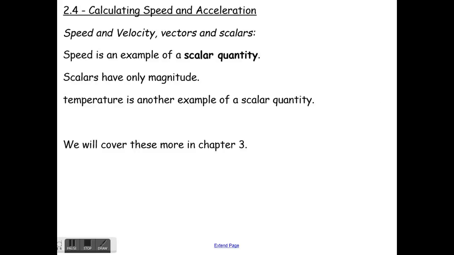Speed is an example of a scalar quantity. Scalar quantities have magnitude, but they don't have direction. So vector quantities have direction, scalar quantities do not. Make sense? Yes, vector means a direction, scalar quantities do not.